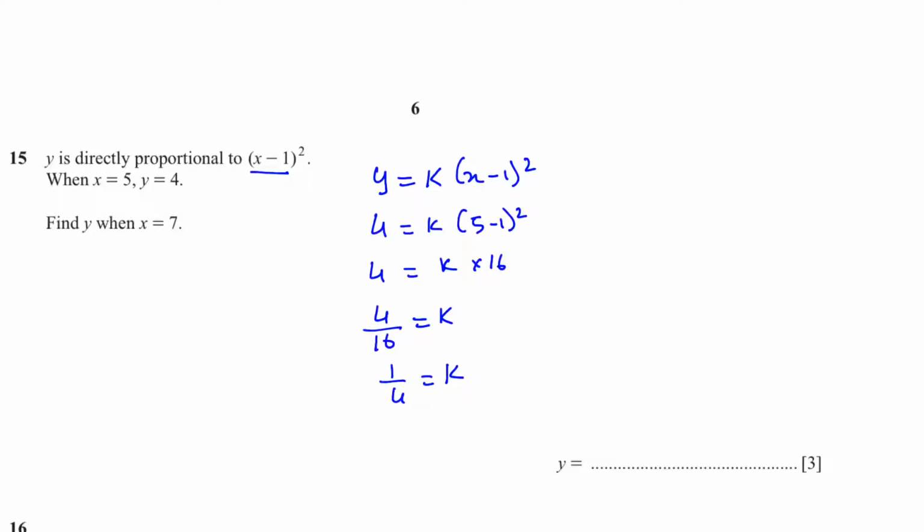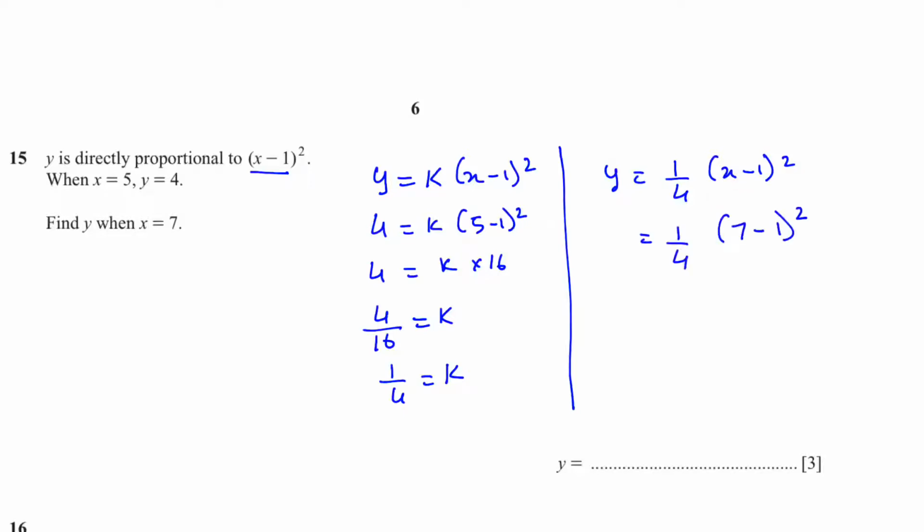Now we are going to rewrite this equation and replace the k with 1 over 4. So this is our new equation. We have to find y when x is 7. So now replace the x with 7 and you will get 9. y is equal to 9.